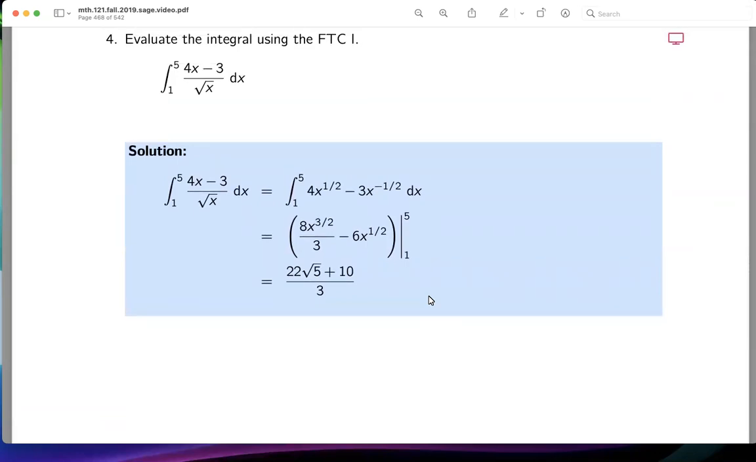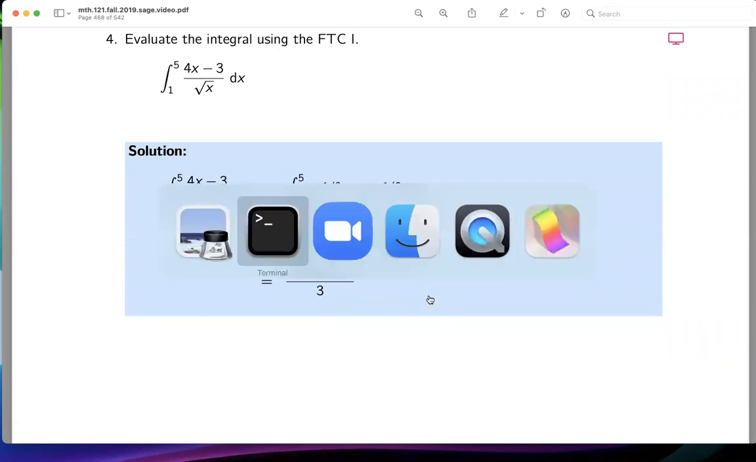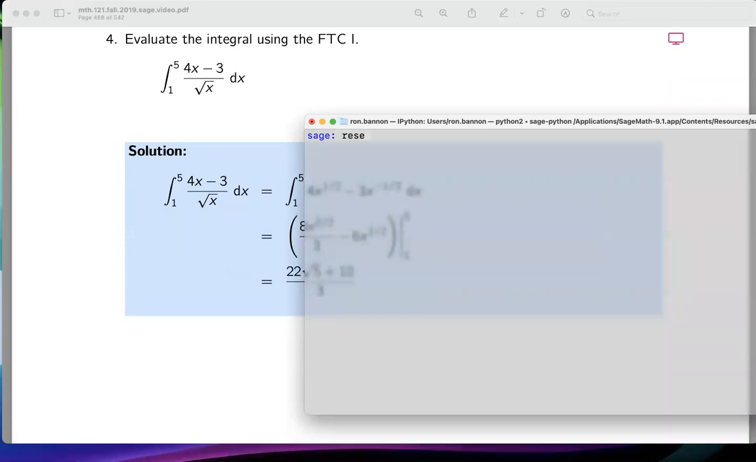I'm going to see if I can do the fundamental theorem of calculus part 1 in this problem over here by using SAGE. So what I would do is I would reset. You may wonder why I would do that. I want to clear out any stored variables or anything like that. I'm going to set x to be a variable. With SAGE, you don't need to do that, but I like defining my variables. I'm going to define a function f of x, and it's an assignment operator. I'm going to say it's 4 star x. Yes, I need to use the star. Minus 3 divided by the square root of x.